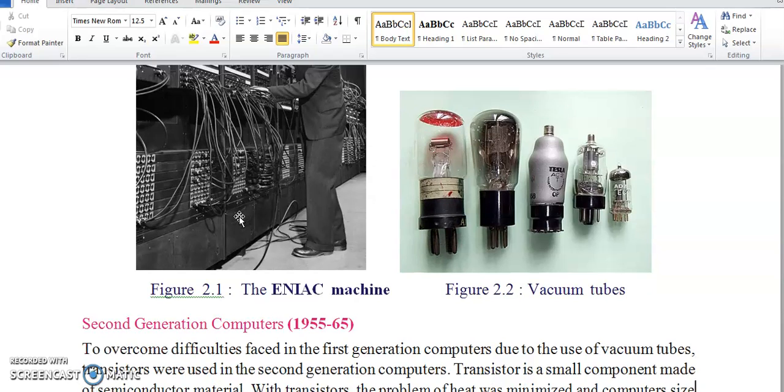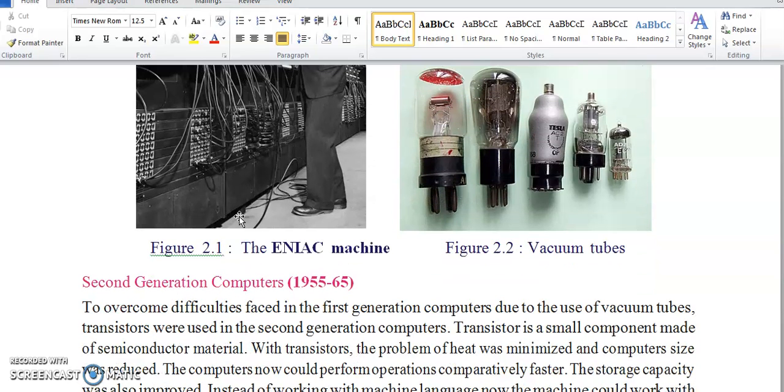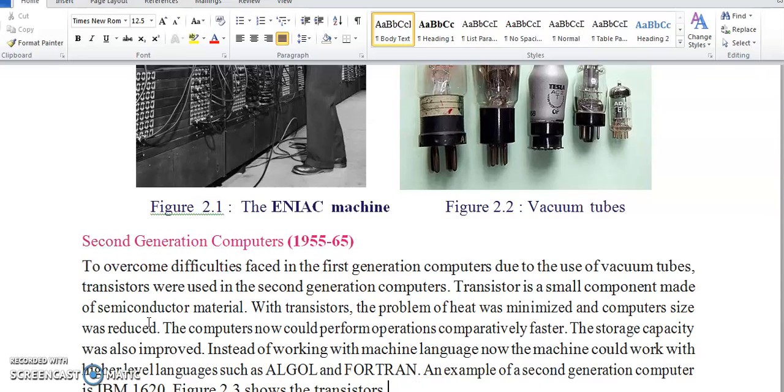Second generation. When a new version comes, the old version is updated and then the new version comes. Second generation of computers, duration is 1955 to 1965. It overcame the difficulties faced in the first generation. If we face any problem, only then new inventions come. Due to vacuum tubes, it was very slow in work and generated so much heat. So to overcome the difficulties faced in first generation computers due to the use of vacuum tubes, transistors were used in second generation computers. Underline this line, this is a very important line.